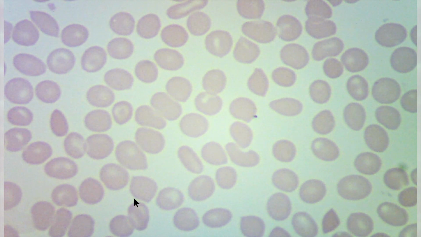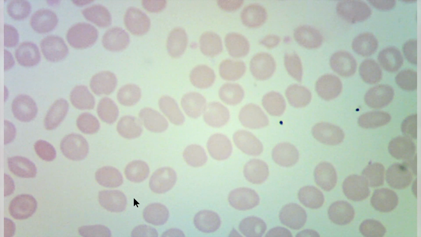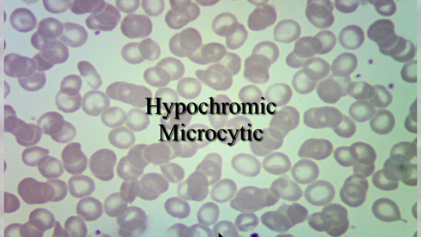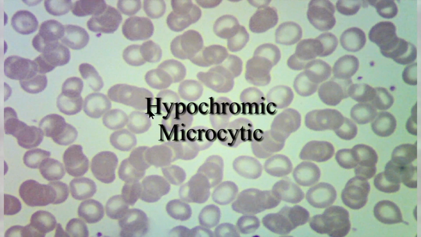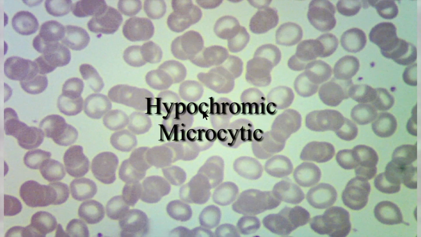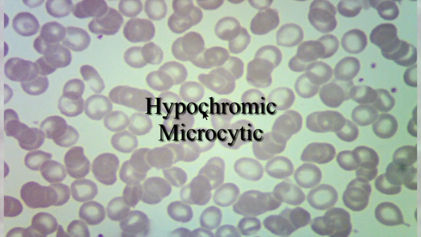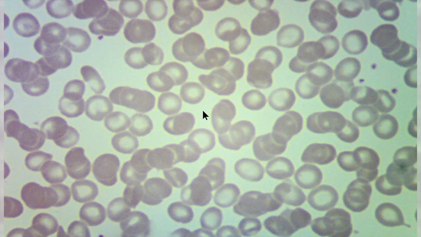You may be able to see hypochromia. Of course, in this field, we don't have any hypochromia, but as I go to other fields, I do observe that these cells display a significant amount of hypochromia. So cells in thalassemia are going to be small in size, microcytosis, and they are going to be also hypochromic.